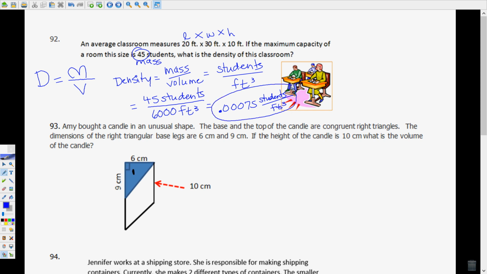I would hate to have to split students up into 0.0008, too many zeros. Let's move this over to here. It should be 0.0075. Even still, I would hate to have to split students up into 0.0075 of yourself, but here, let's make that as ugly as we can. 0.0075 students per cubic foot.